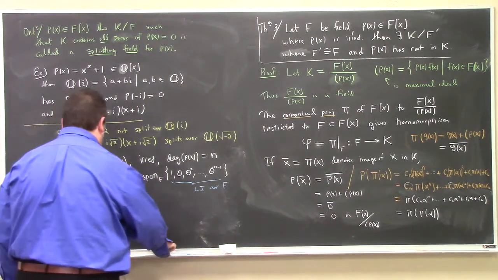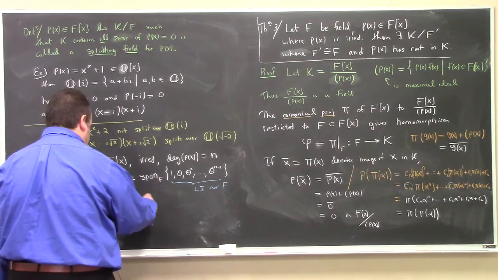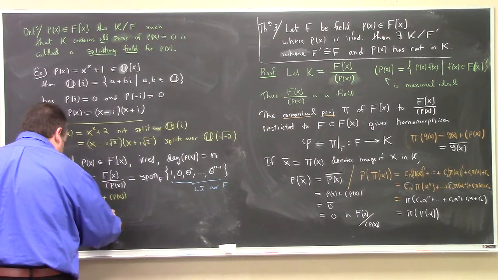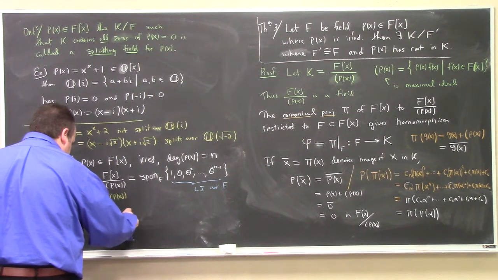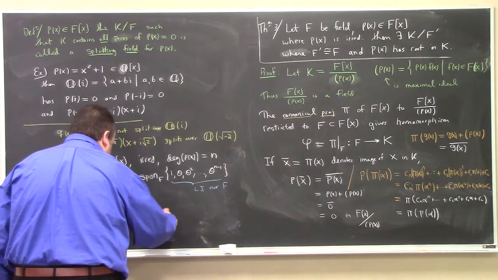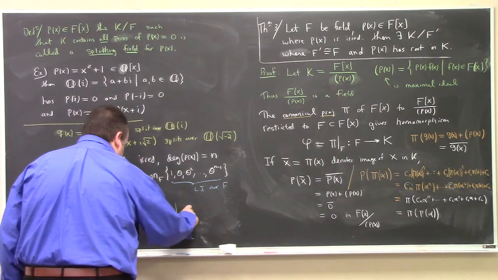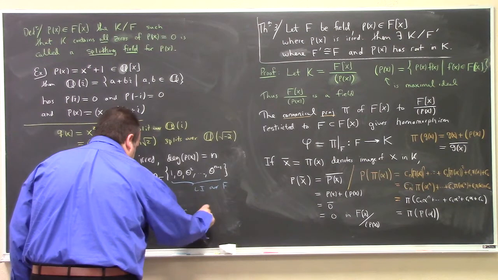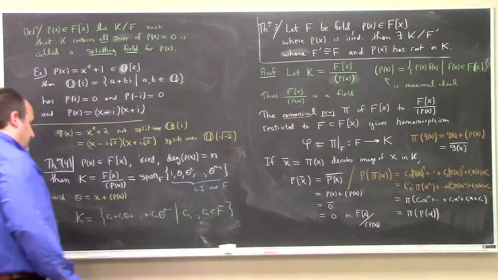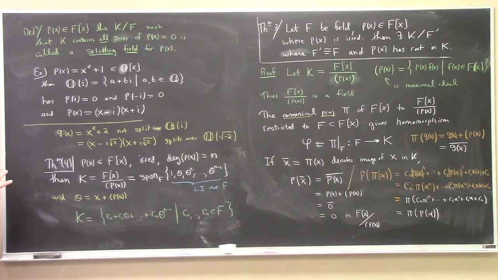And so to be even more explicit about this result, that means that K can be written as c0 plus c1 theta, plus up to cn theta to the n minus 1, such that the constants are from the field. So K is an n-dimensional vector space over F with basis 1, theta, theta squared, all the way up to theta to the n minus 1.